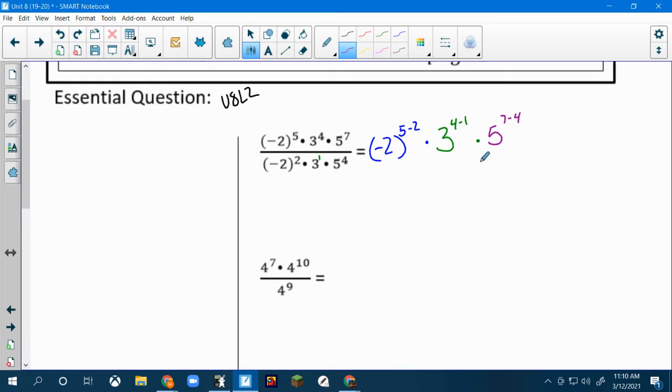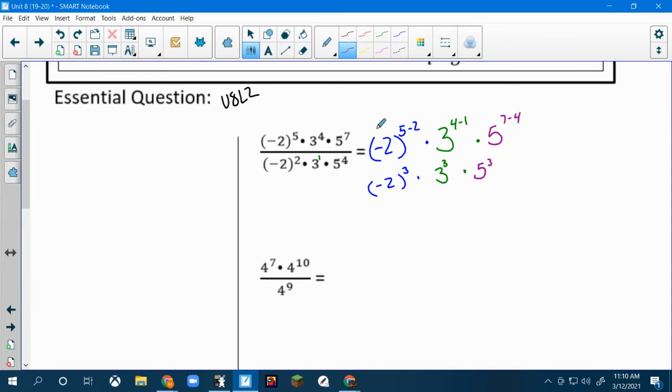Let's subtract. Negative 2 to the 5 minus 2 is 3, times 3 to the 4 minus 1 is 3 to the 3rd, times 5 to the 7 minus 4 is 5 to the 3rd. And that is your final answer in exponential form. And that's what I want, exponential form for these problems right now.